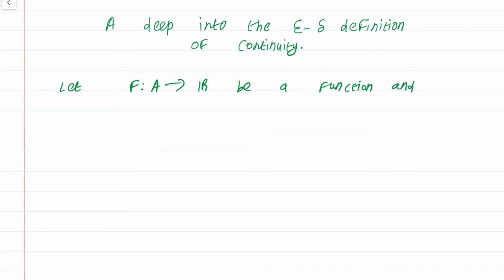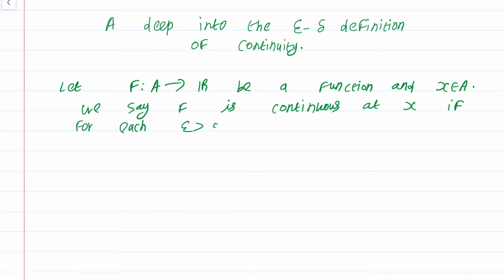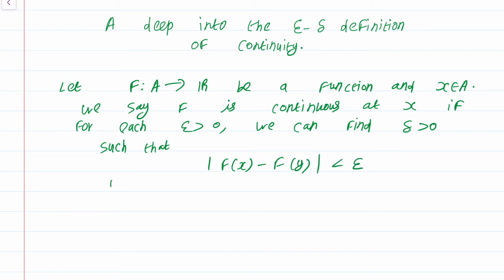and x is an element of A. We say f is continuous at x if for each epsilon greater than 0 we can find delta greater than 0 such that mod f of x minus f of y is less than epsilon whenever mod x minus y is less than delta and y is in the set A.